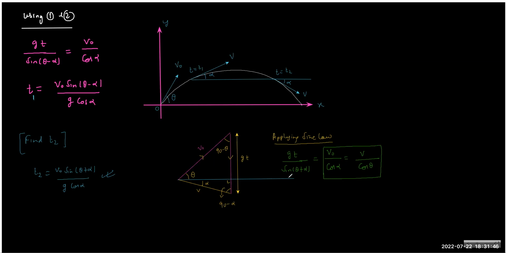Anyway, what we're looking for is time. So I will use the first two equations. And I'm writing directly gt upon sine of theta plus alpha equals v naught by cos alpha. And so the time I got is t equals v naught, sorry, sine of theta plus alpha upon g cos alpha. And basically this is T2, right?